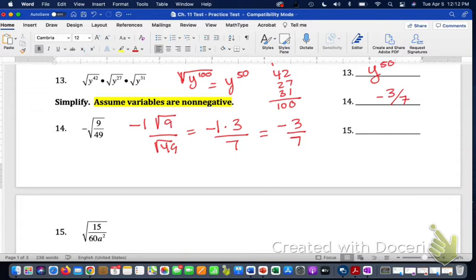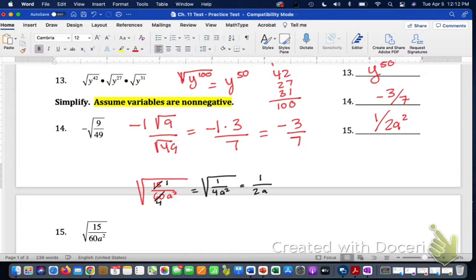15. I can reduce first, or I think I'd like to reduce, or it will be too big. So when I have 15 over 60a squared, first of all, 15 goes into 15 once, and 15 goes into this 4 times. So really, what does this equal is the square root of 1 over the square root of 4a squared. And that is a perfect square. The square root of 1 is 1, the square root of 4 is 2, and the square root of a squared is a. So answer is 1 over 2a.